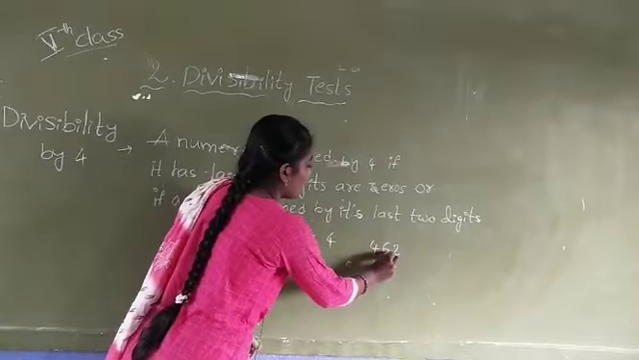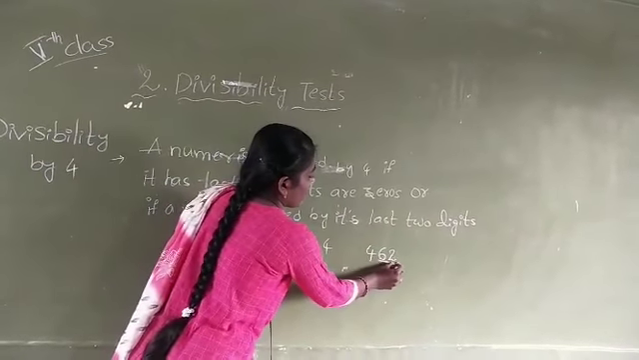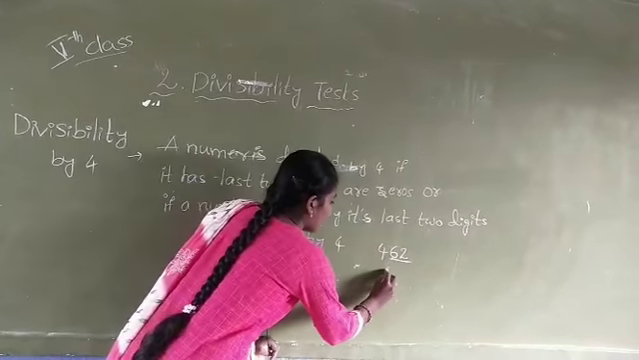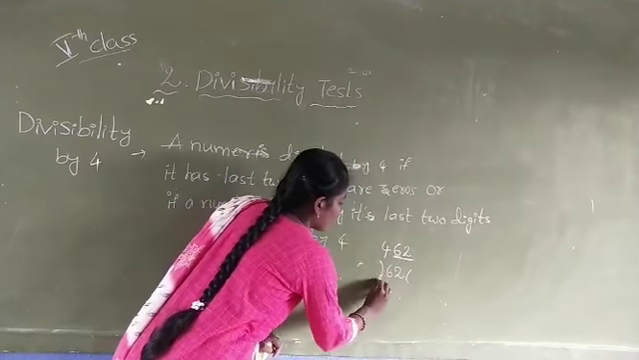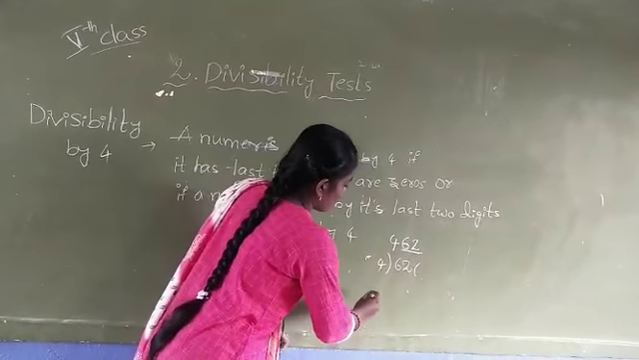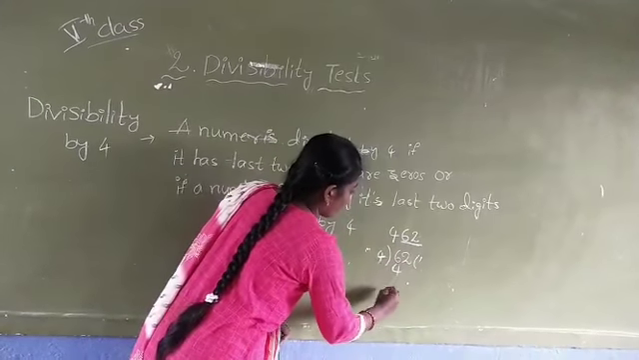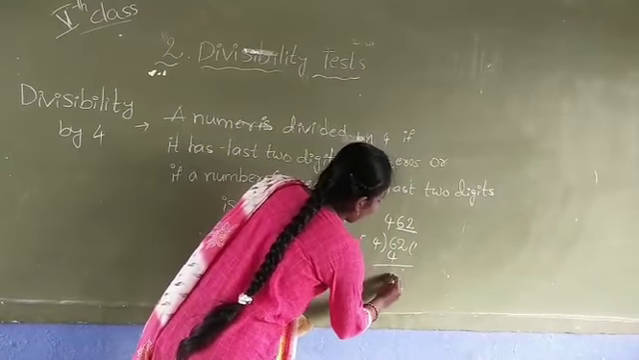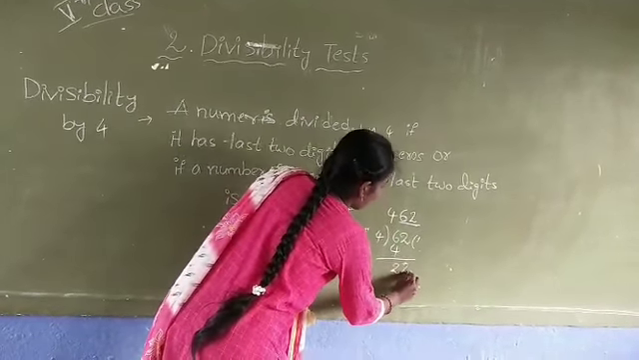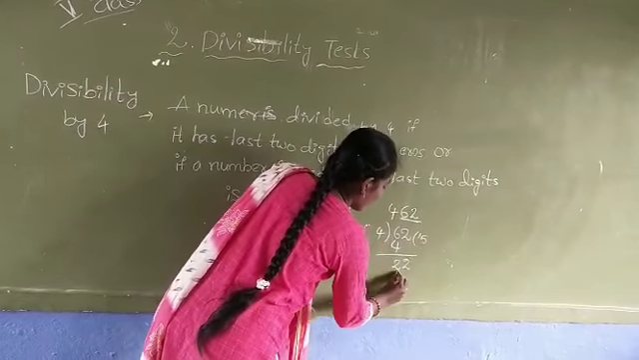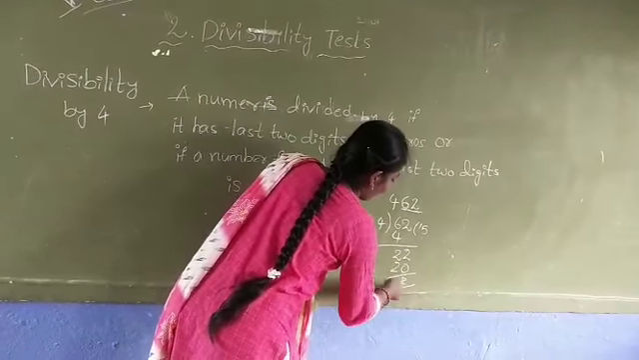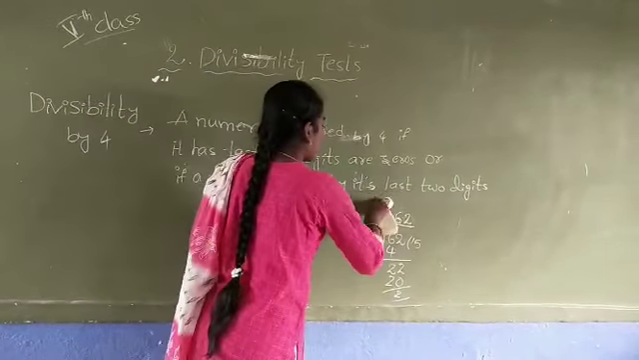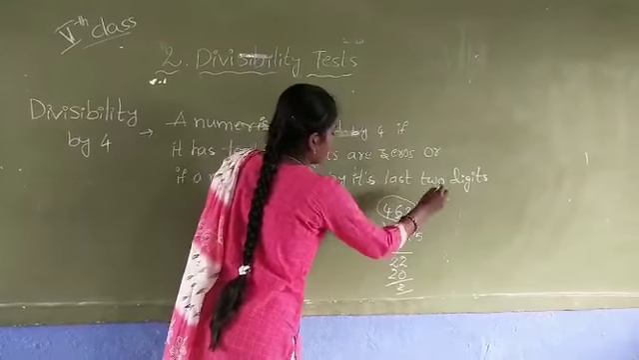462. The number formed by its last 2 digits is 62. We have to check whether 62 is divisible by 4 or not. 4 ones are 4, 4 fives are 20. 62 is not divisible by 4. Then this number 462 is also not divisible by 4.